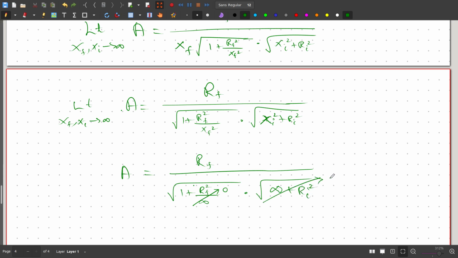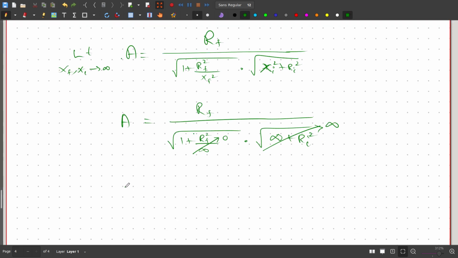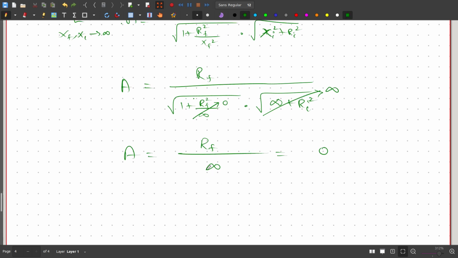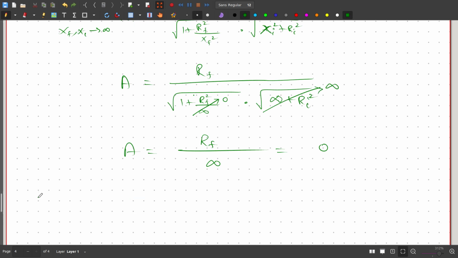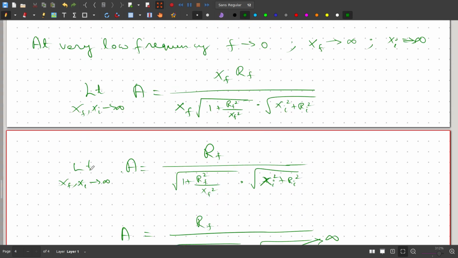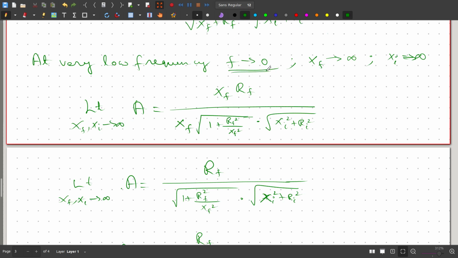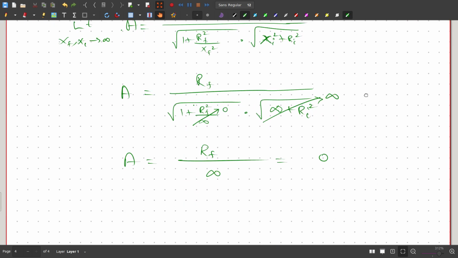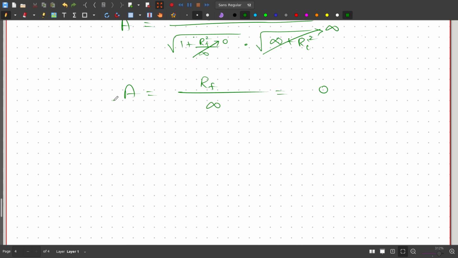And this part is infinity. Okay, therefore we have 1 into infinity, therefore e equal to Rf divided by infinity, which is 0. Whenever there is a large value in the denominator, the whole equation becomes 0. Therefore at a very low frequency, when f tends to 0, both Xf and Xi are very high, therefore the gain of the differentiator is 0.